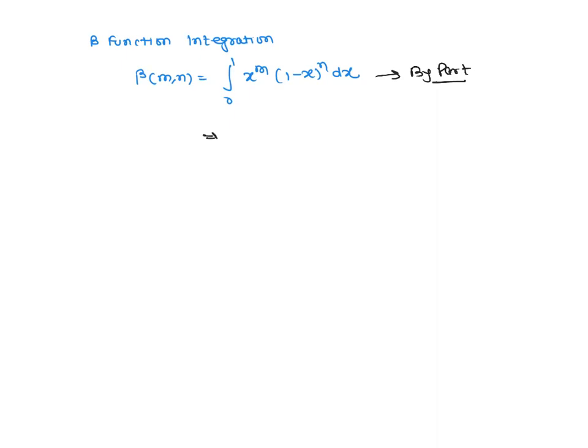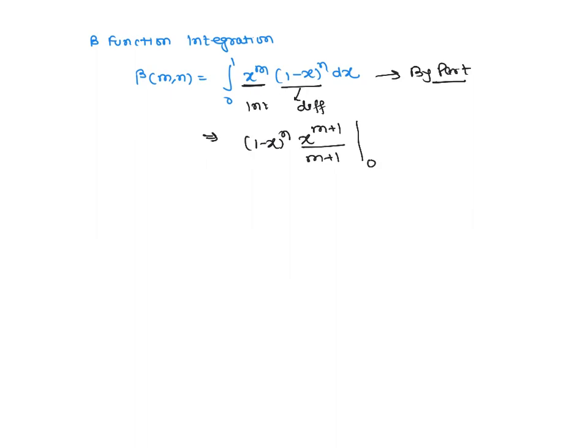So we will derive one formula. For integration by parts, this one is the differentiating function and this one is the integrating function. So we take (1 minus x) power n outside, and the integration of x power m is x power m plus 1 divided by m plus 1.